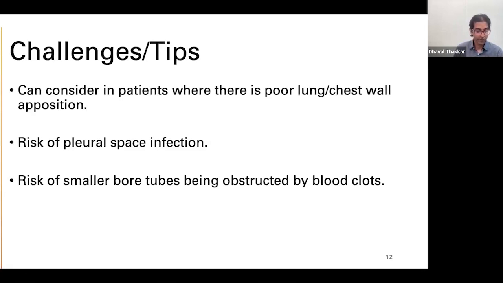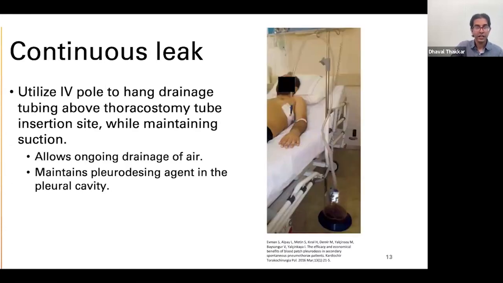Blood is a good agent for microbial growth, so you have to be cognizant that you may develop an infection in these patients. And the last thing you have to consider, and it's quite important because it's pointed out in studies, is that if you're using smaller bore tubes, you have to worry about them being obstructed by blood clots. So being cognizant that you're maintaining the patency of the tube can be very important. Those are a few things about blood patches.